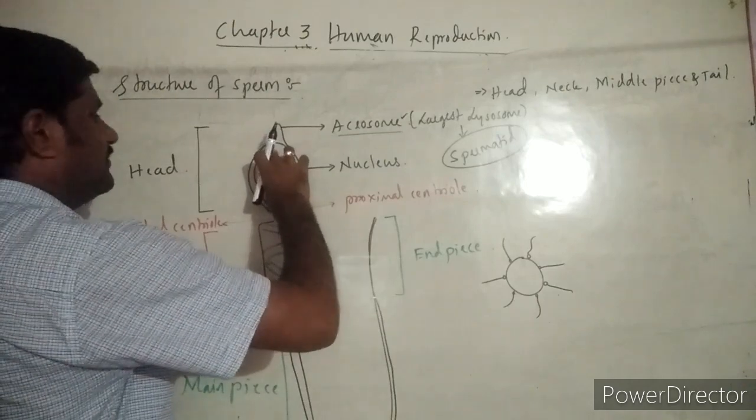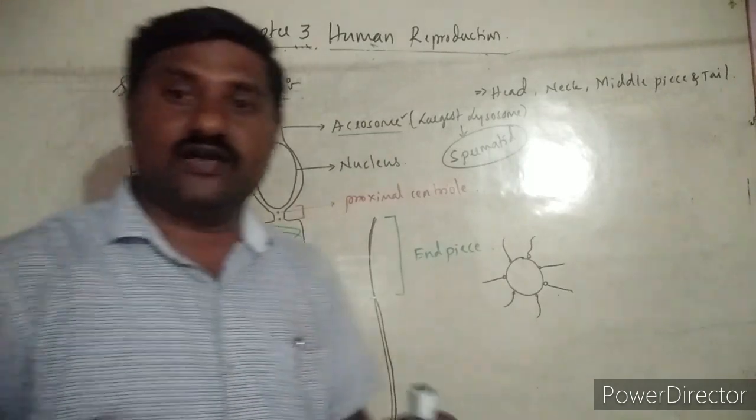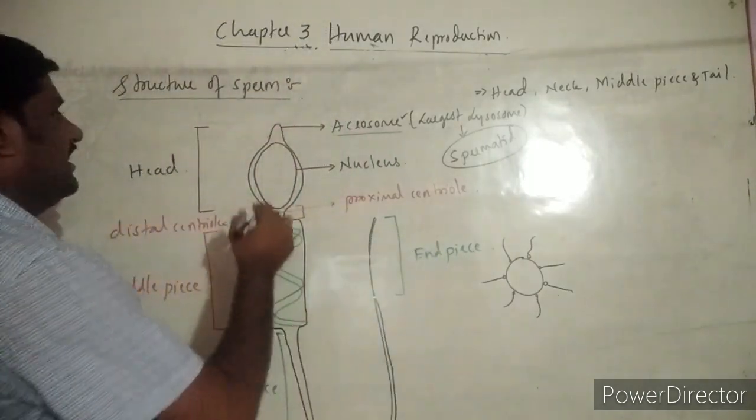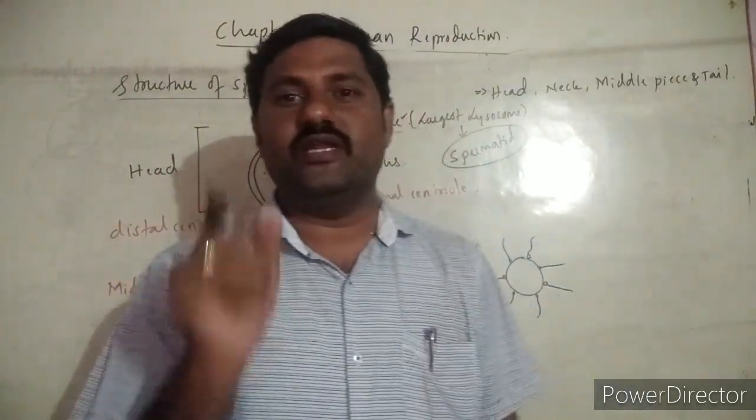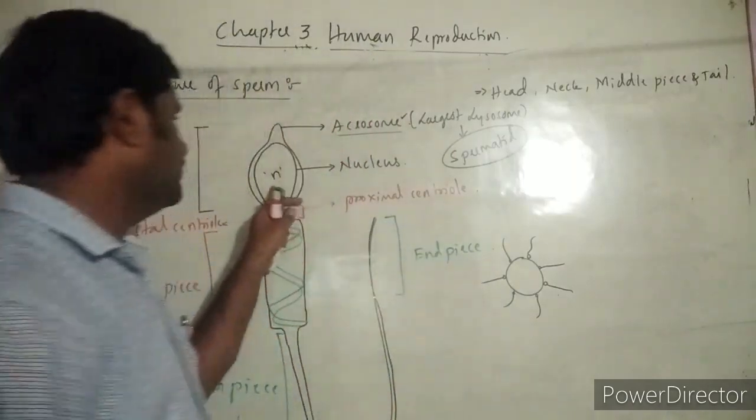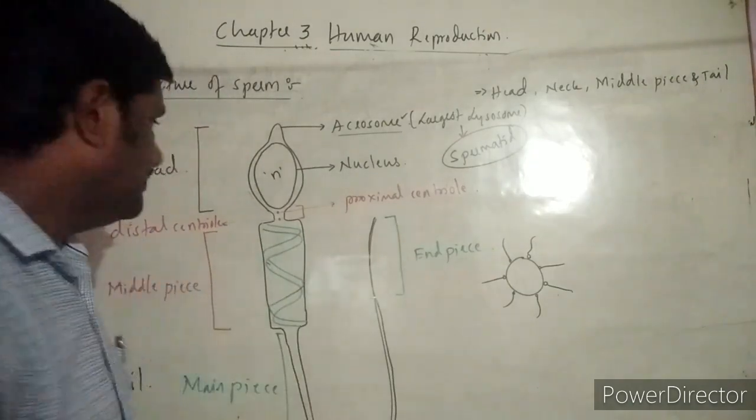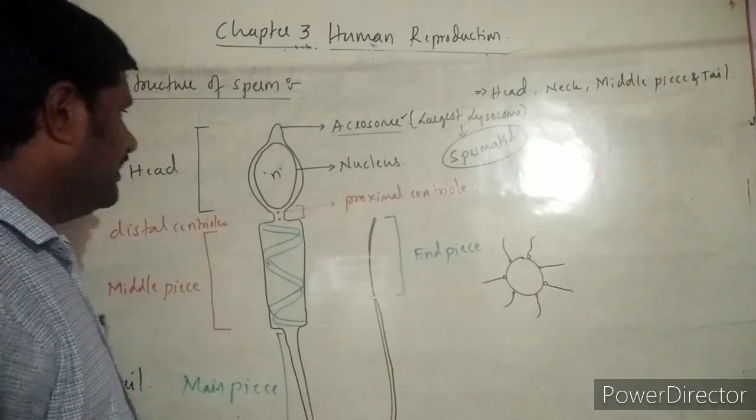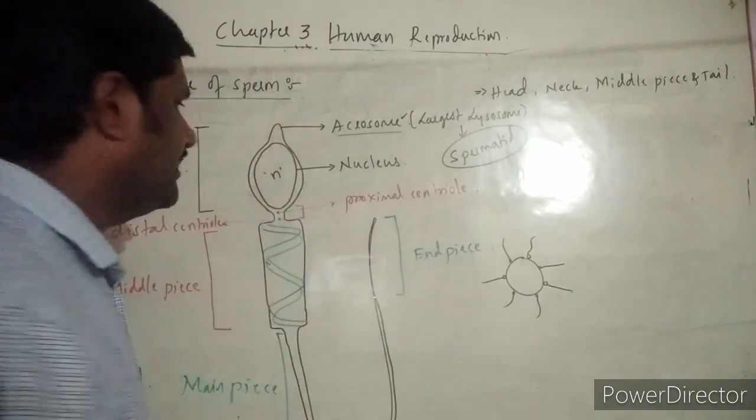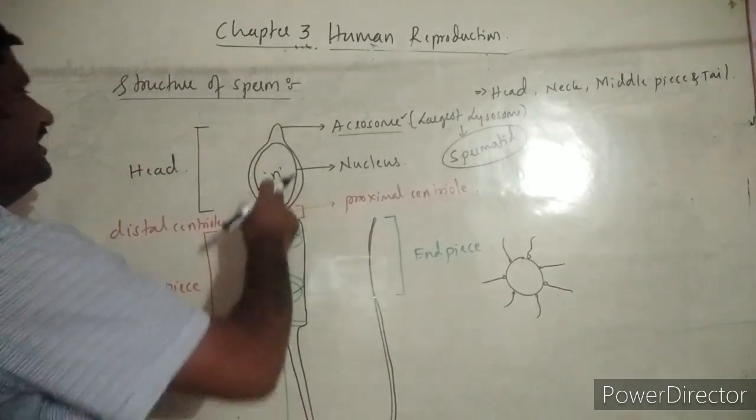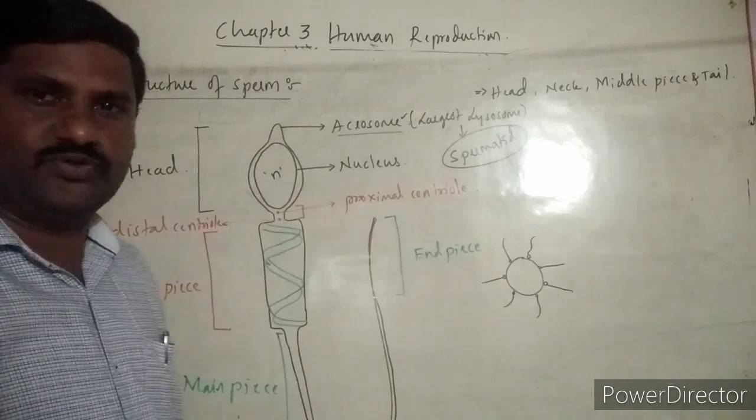Come to the next part of the head. That contains mainly the large nucleus, and that nucleus contains a haploid number of chromosomes, remember. The nucleus contains a haploid number of chromosomes, because the sperm is haploid in nature, the gamete is haploid in nature, right? So this is a point to be noted, and much portion of the head is occupied by the large nucleus. This point is also noted over here in the third step, right? And the next one, the head is followed by a narrow, very small neck portion.